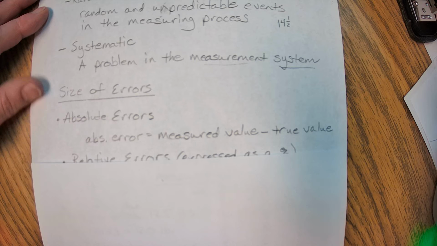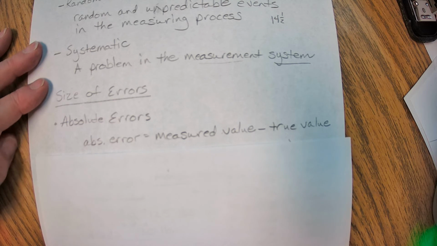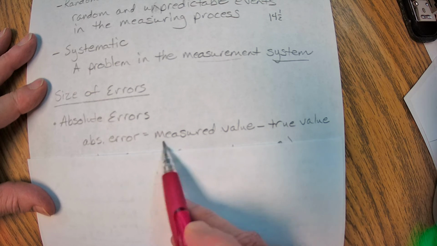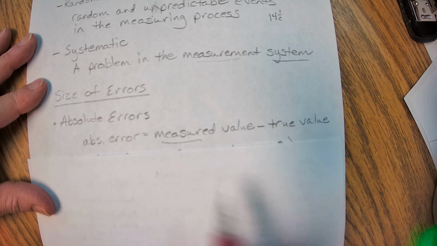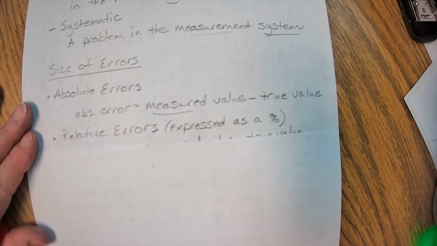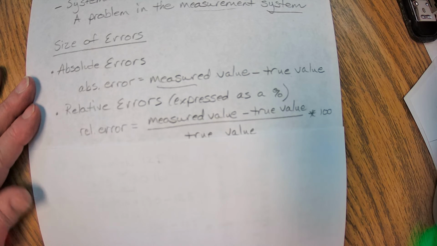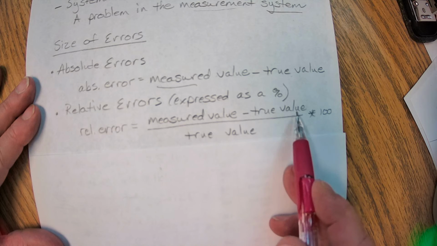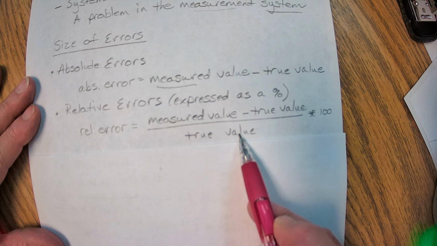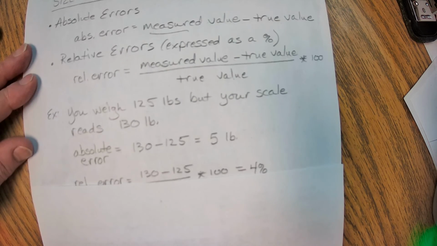Size of errors is something else we talk about. So the absolute error is just like any other absolute value. You take the measured value minus the true value, that gives you the absolute error. And the relative error, which is expressed as a percentage, is the measured value minus the true value divided by the true value. So the difference divided by the true value times 100 will give you the relative error.